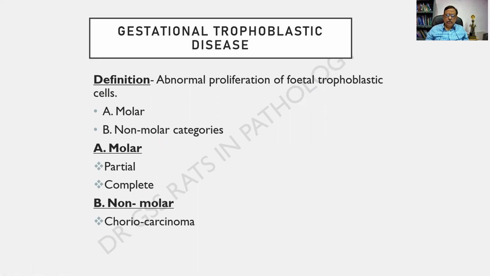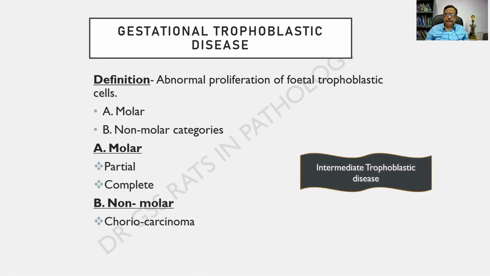In the non-molar type, there is no mole being formed. We get a malignancy called a choriocarcinoma. And in between we have a group of diseases called intermediate trophoblastic disease. So we shall mention these alone.